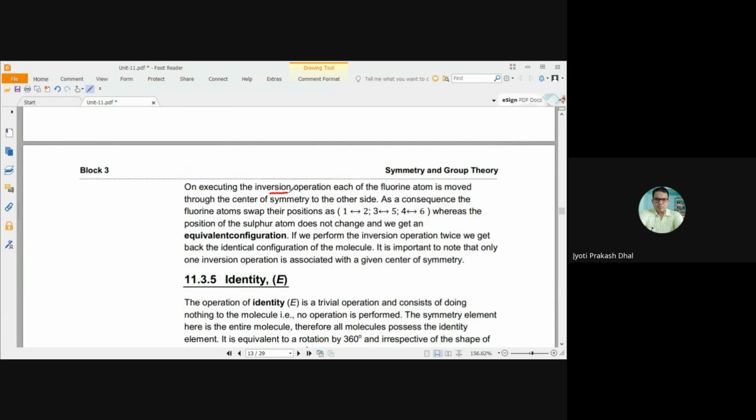So, on executing the inversion operation, each of the fluorine atoms is moved through the center of symmetry to the other side. As a consequence, the fluorine atoms swap their positions, like F1 and F2 swap, F3 and F5 swap, F4 and F6 swap, whereas the position of the sulfur atom does not change, and we get an equivalent configuration. If we perform the inversion operation twice, we will get back the identical configuration of the molecule. It is important to note that only one inversion operation is associated with a given center of symmetry.